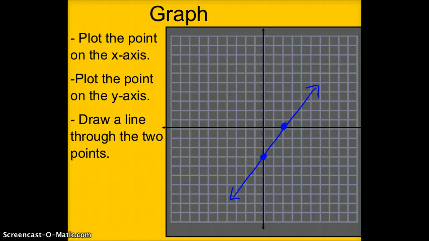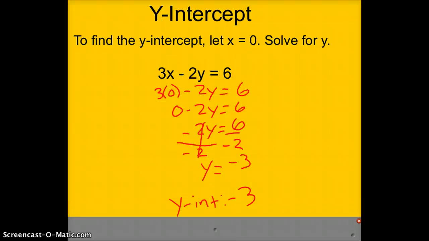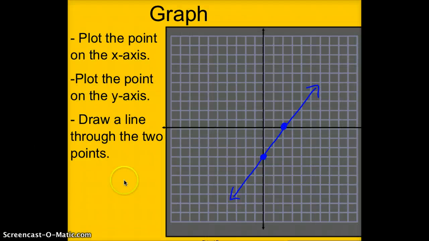Let's recap what we did. First, we found the x-intercept by plugging in y as 0 and solving for x. Then we found the y-intercept by plugging in x as 0 and solving for y. We took our x-intercept and our y-intercept and we graphed them, and then we drew a line through the 2 points. That is how you graph an equation using intercepts.